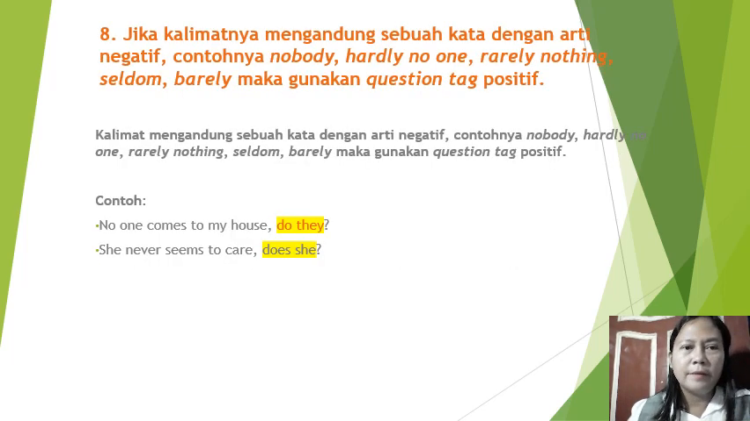Okay, next. Jika kalimatnya mengandung sebuah kata dengan arti negatif. If the sentence uses nobody, hardly, no one, rarely, nothing, seldom, barely, so the tag is positive. Still, the first requirements. No one comes to my house. She never seems to care. Where does it come from? It comes from comes.